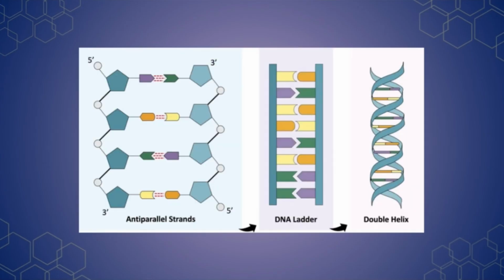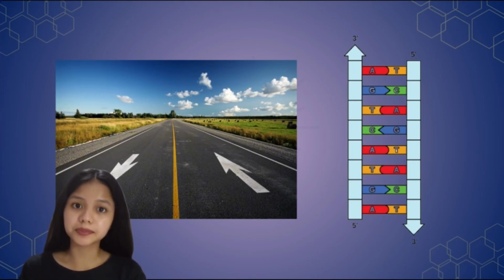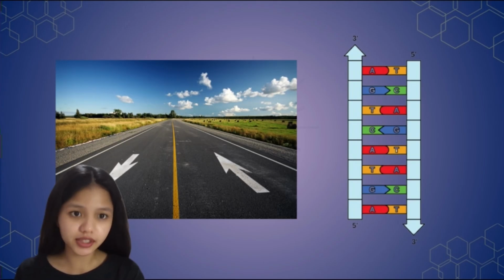When we say the DNA is antiparallel, we mean that the two strands in its double helix run in opposite directions. So each strand has a direction based on its sugar phosphate backbone. One end is the 5' and the other end is the 3'. In the DNA double helix, one strand goes from 5' to 3' and the other one goes from 3' to 5'. Think of it like two lanes on a highway, traffic flowing smoothly, but in the opposite directions.